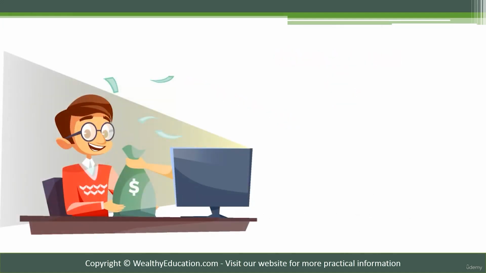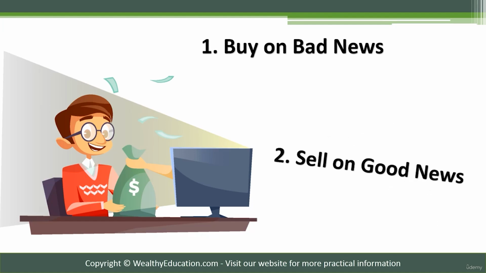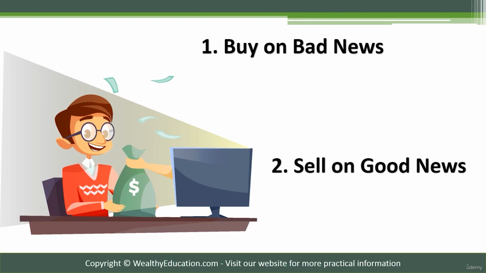So what is the smartest strategy for buying and selling stocks? As a value investor, we'll buy on bad news and sell on good news. Do you know why? Well, most investors will do the opposite. They buy on good news and sell on bad news. That's risky because they can easily buy an overvalued stock which likely drops in value.